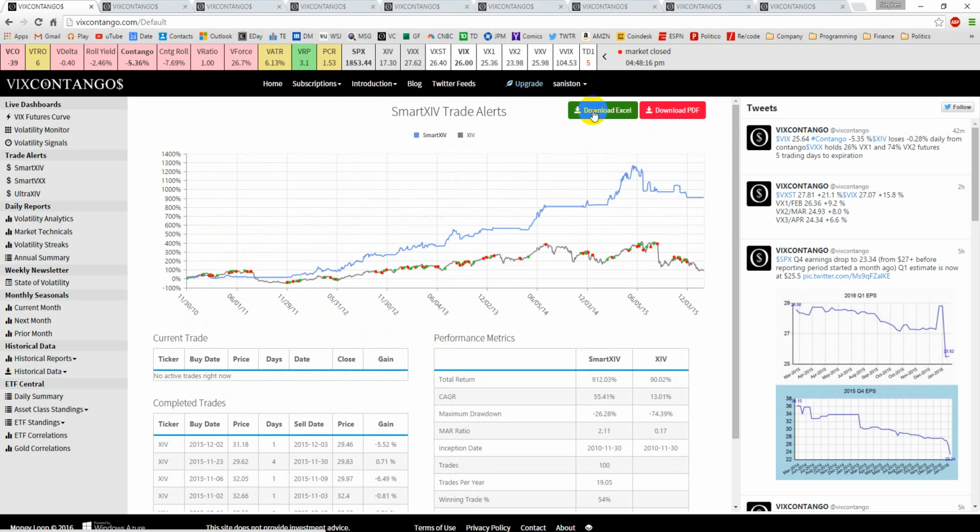Up here you can also see 2 buttons to download the Excel version of this screen, and you can also download the PDF version of this screen.